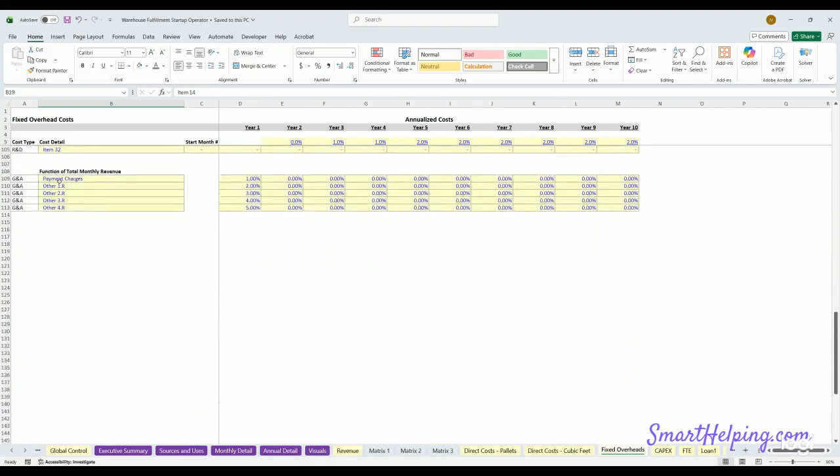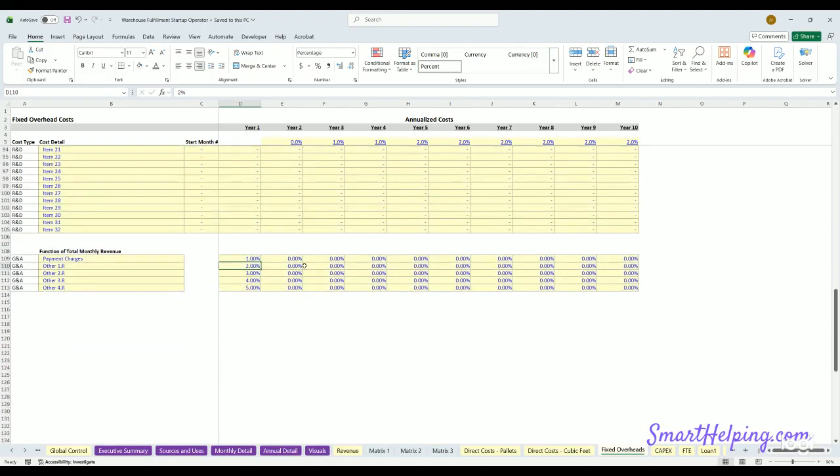R&D, function of total monthly revenue here is percentage just for additional things if you haven't accounted for elsewhere. I'll zero these out.